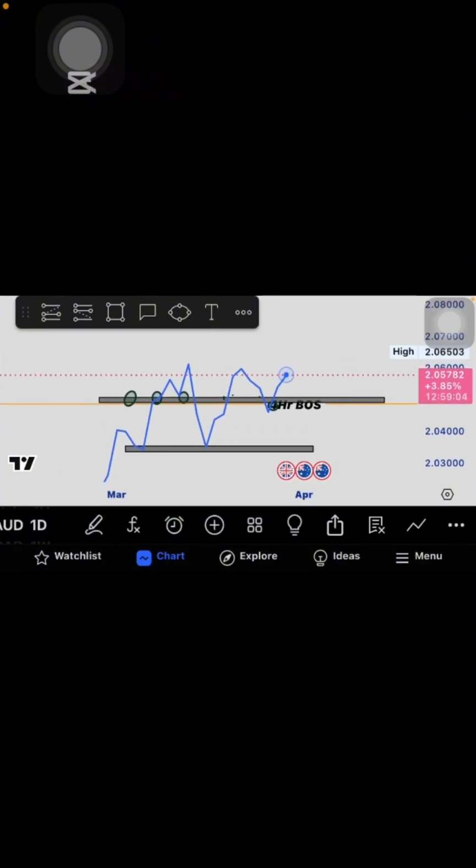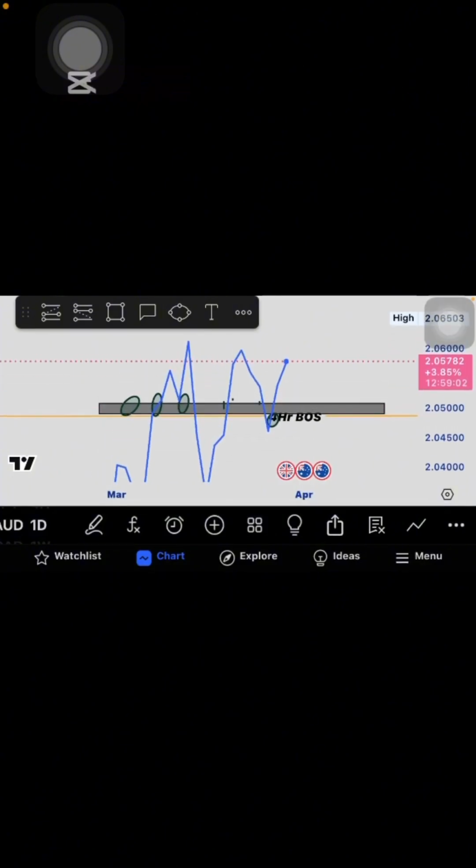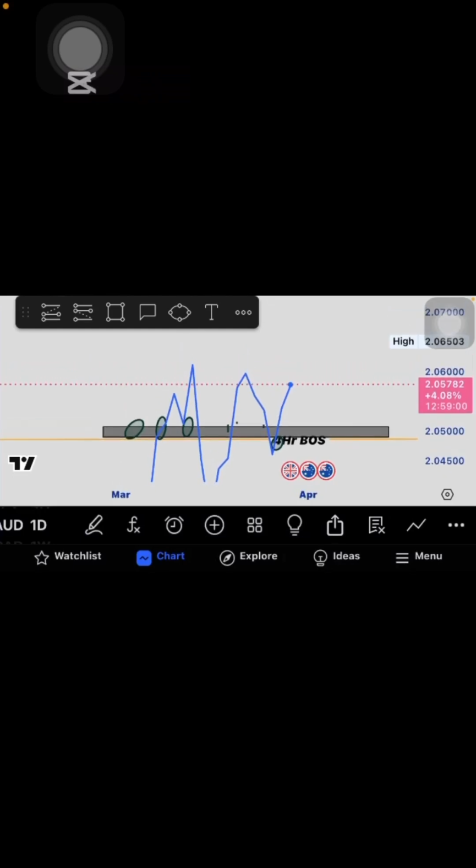And if we should also take out this previous high, this high, it helps us to confirm more that we are bullish on the daily if a candle should close above the zone. So let's go to the 4-hour time frame.